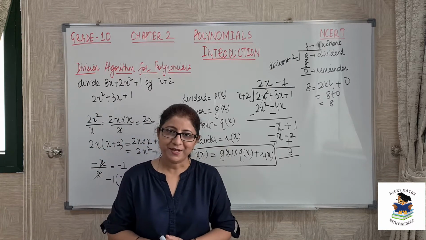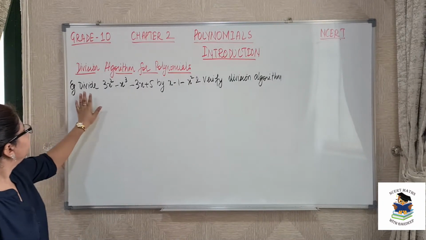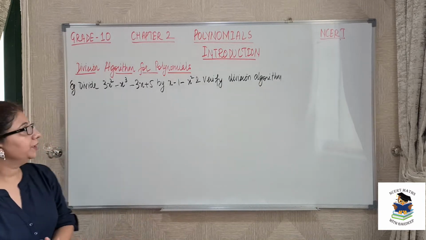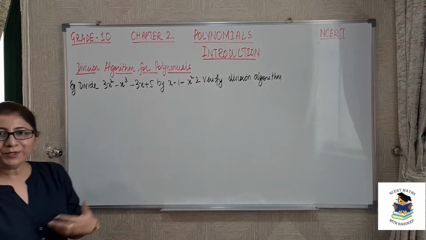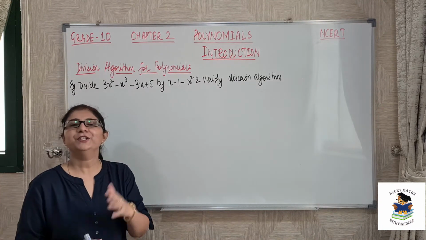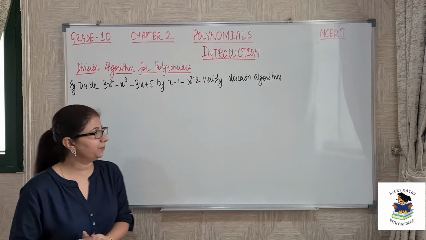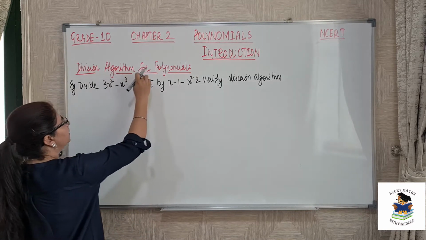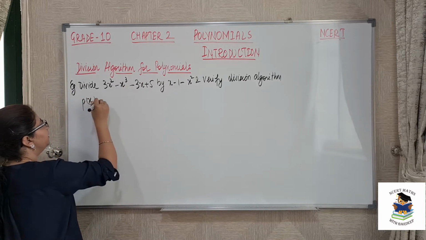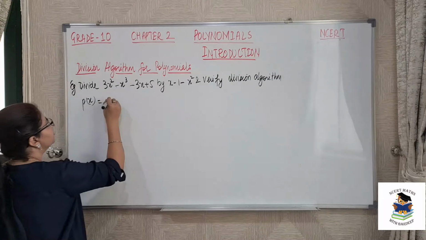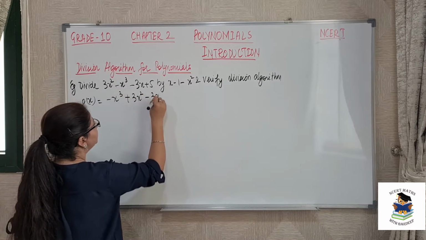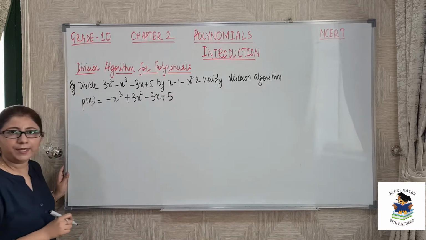Let's take another example. Now let's see, divide this polynomial with this and verify the division algorithm. First of all, what should be our first step? Both polynomials, dividend and divisor, should be in decreasing order of their power. So here 2, 3, 1, 0. So this is not in decreasing order. So the first step is we should write them in decreasing order. That is minus x cube plus 3x square minus 3x plus 5.